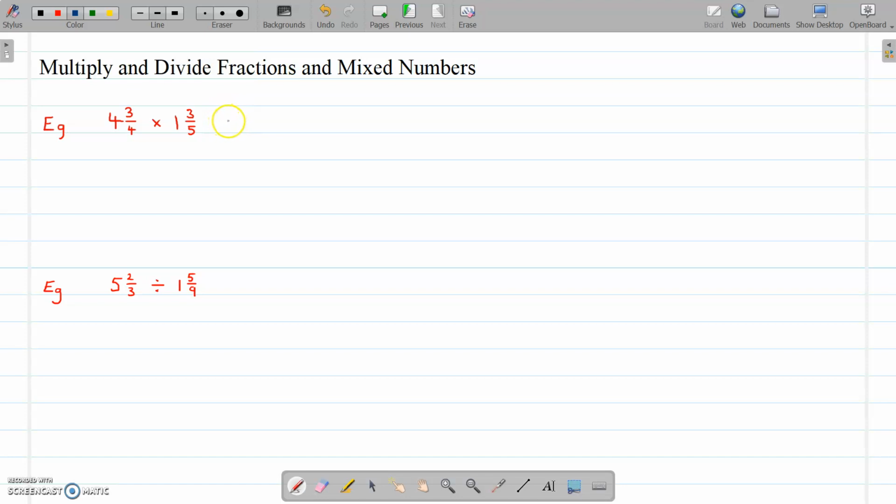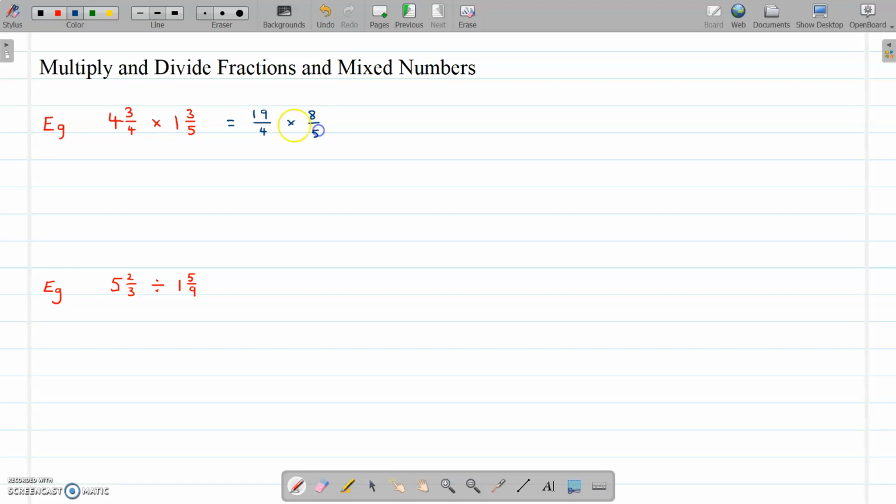So the first thing is to say that that is equal to 4 fours are 16 plus 3, 19. So the first part is equivalent to 19 quarters. Okay, and the second mixed number is equivalent to 5 ones are 5 plus 3 is 8. So it's 8 over 5, 8/5.